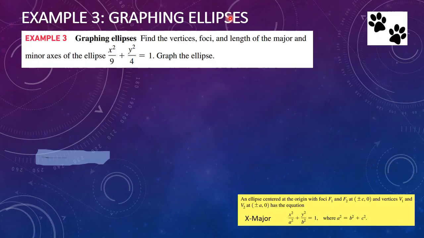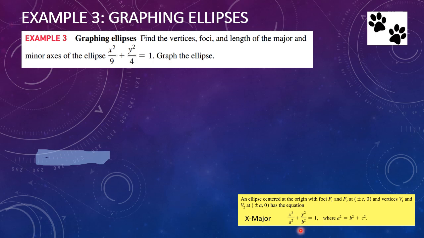So let's look at a couple examples. Example 3, graphing ellipses. I've included the x major equation. Remember, this is when x squared over a squared plus y squared over b squared equals 1. And that means that the major axis is the x-axis. So that means it's going to be longer along the x-axis and shorter along the y-axis.